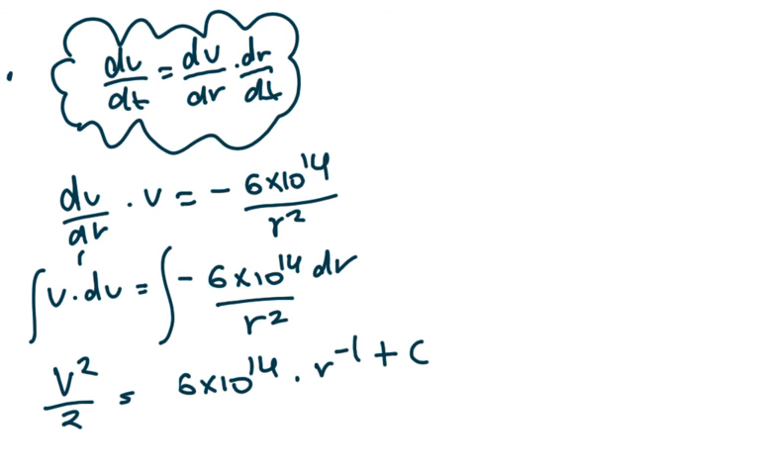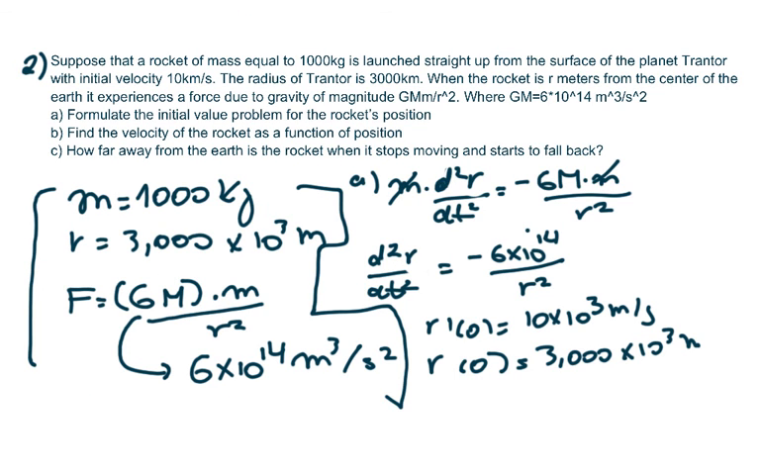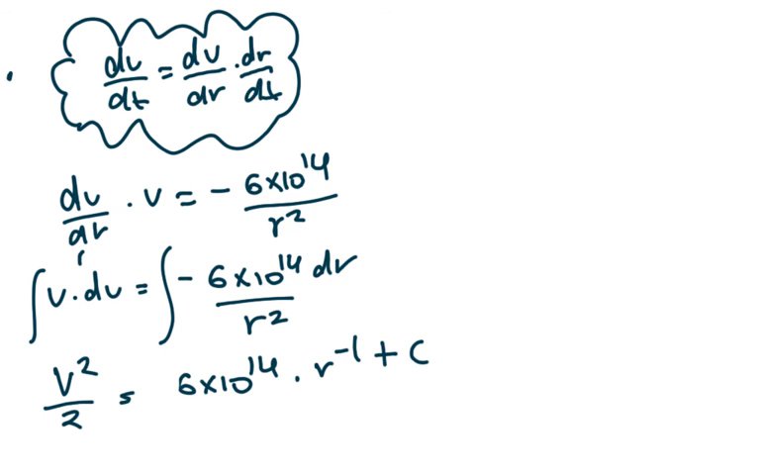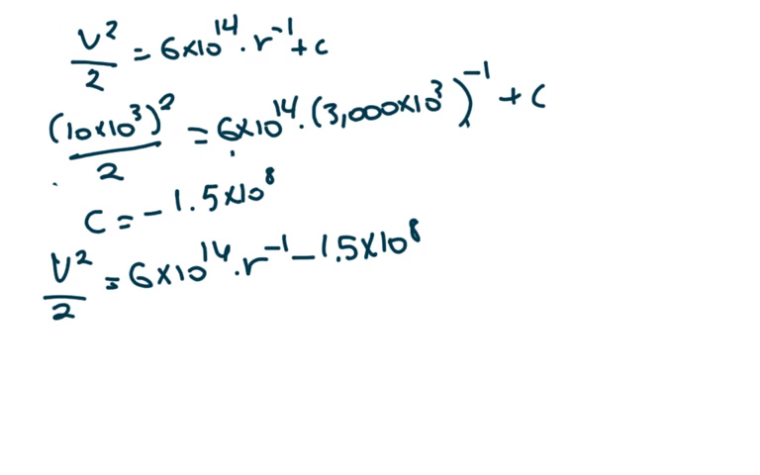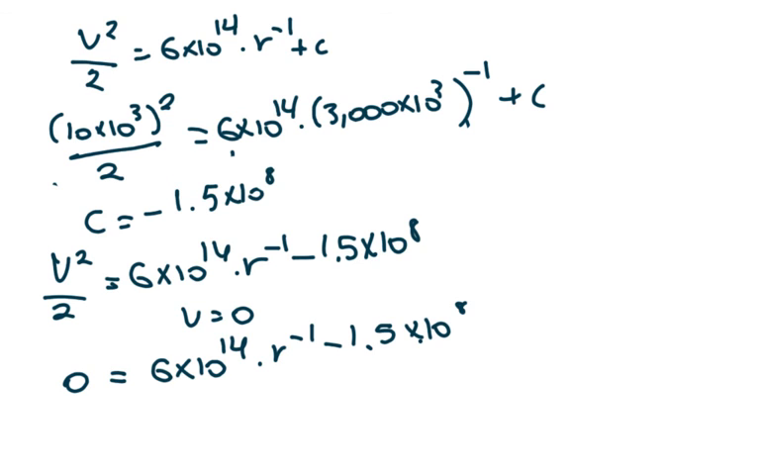Now for the very last part, we are asked to find how far away from the Earth the rocket is when it stops moving and starts to fall back. For that one, we know that it's going to stop moving when the velocity is equal to 0. So we just need to substitute and solve for r when the velocity is equal to 0. So the left-hand side is equal to 0. We have 6 times 10 to the 14th times r to the negative 1, minus 1.5 times 10 to the 8th.